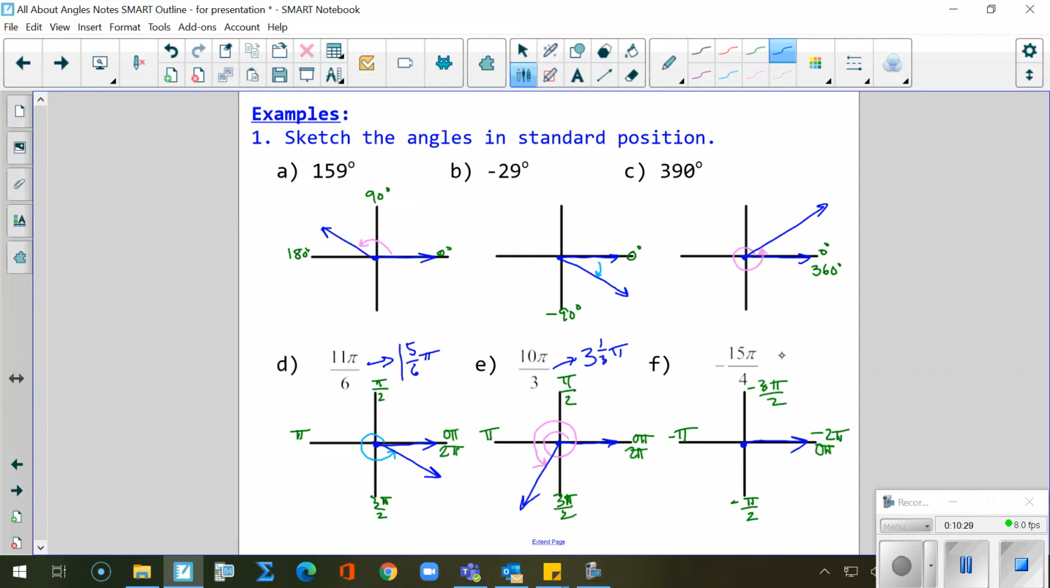And I want to think of 15 divided by 4, 3 3/4 of a pi. 3/4 is bigger than a half. Keep that in mind. And because it's negative, I am going clockwise. 1 pi, 2 pi, 3 pi, and 3/4, which is more than a half. There's my angle in standard position.